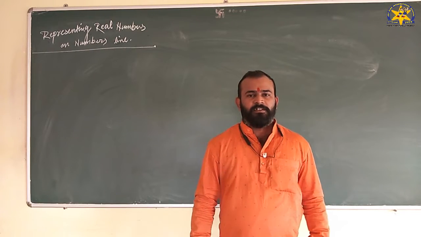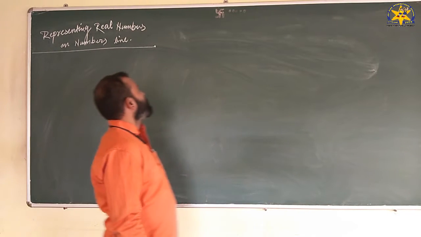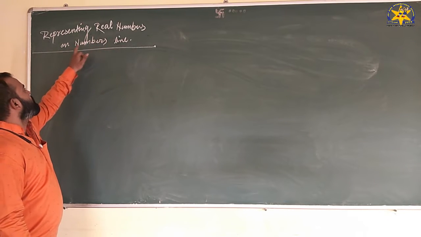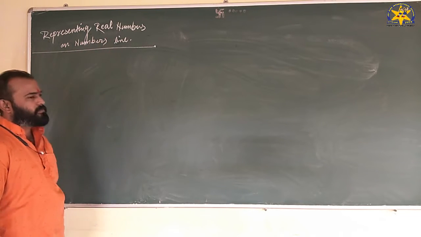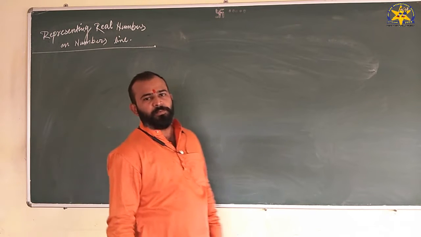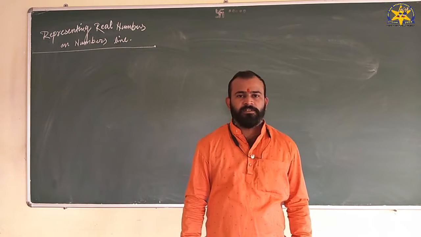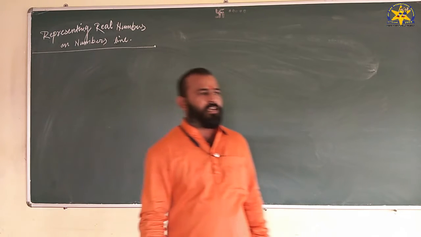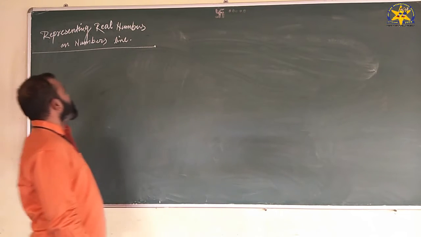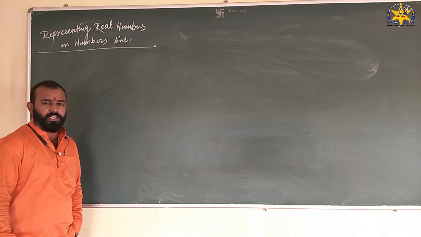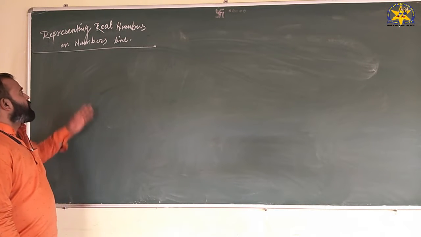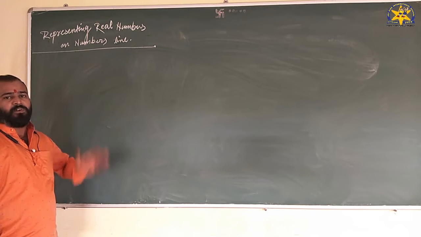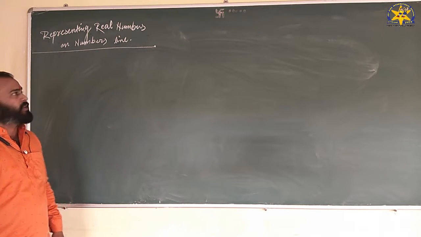Students, let's start today's topic, representing real numbers on the number line. We have seen how to represent rational numbers on the number line. We have also seen how to represent irrational numbers on the number line, like root 2, root 3, root 4, root 5. Now we will see how to represent the decimal forms on the number line.